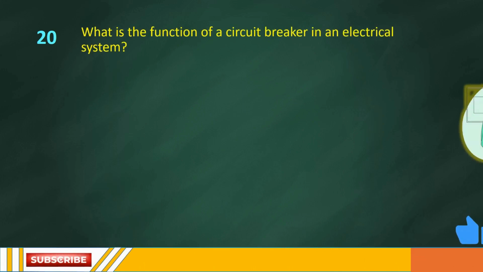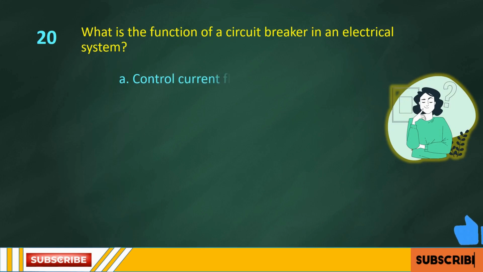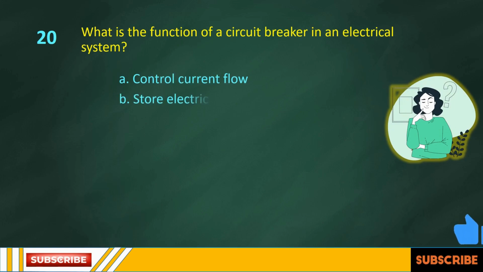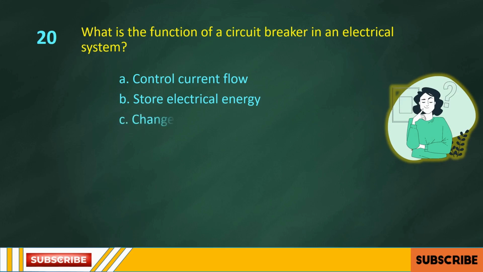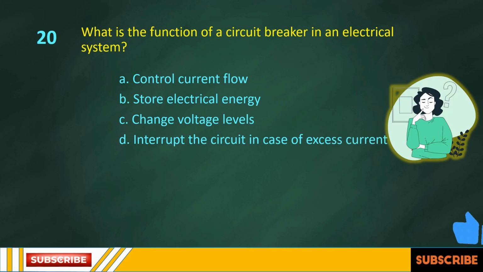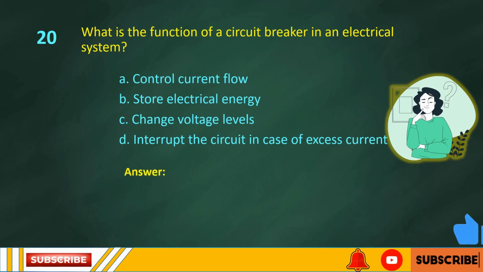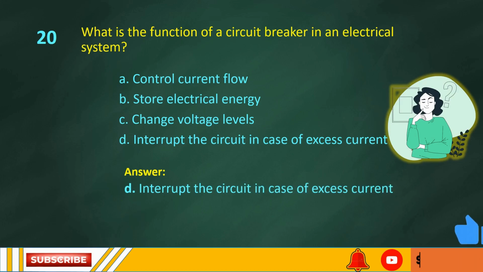What is the function of a circuit breaker in an electrical system? A. Control current flow. B. Store electrical energy. C. Change voltage levels. D. Interrupt the circuit in case of excess current. Answer is D. Interrupt the circuit in case of excess current.